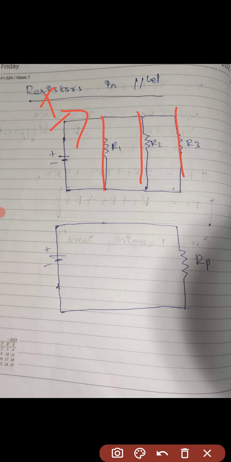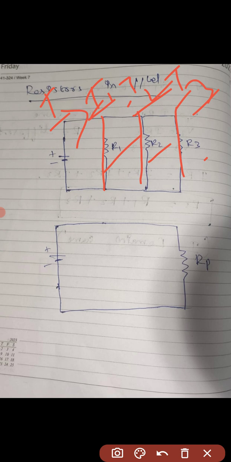So this I is further subdivided into three important branches, that is I1, I2 and I3. The current across the resistor R1 is I1, the current across the resistor R2 is I2, and the current across the resistor R3 is I3. So this is the concept behind resistors in parallel condition.